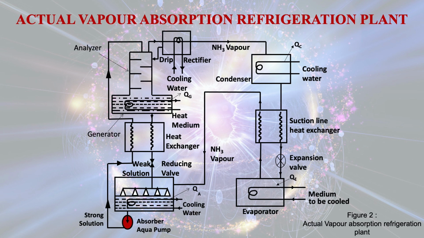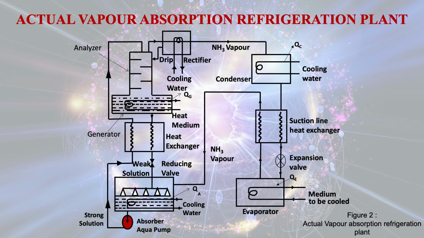So, what is happening in this case is that the rich solution of the refrigerant is pumped from the absorber to the generator, and it falls from the top, passing through the series of trays. Now, if any water vapor is leaving with the ammonia, that will be condensed and go back to the generator.